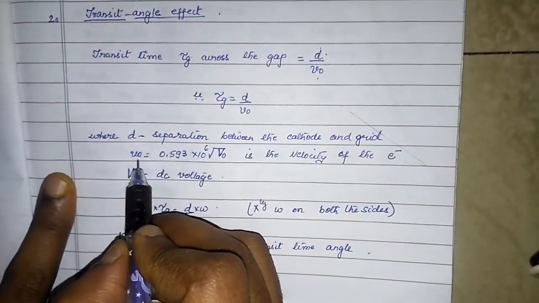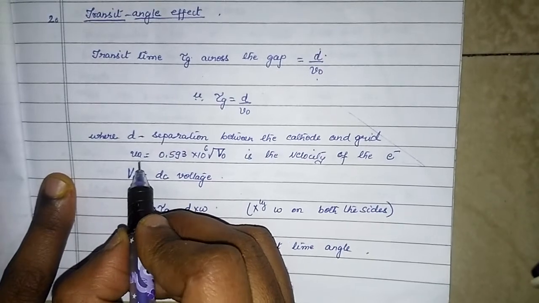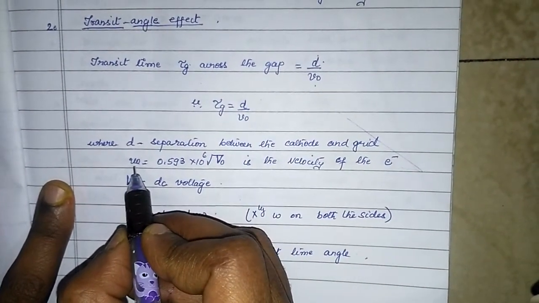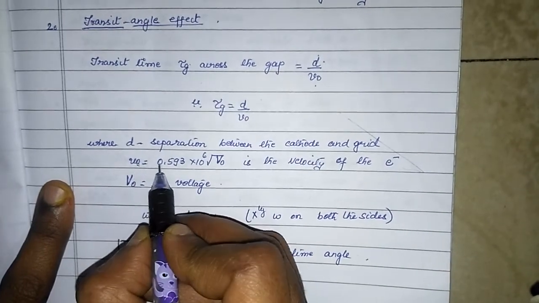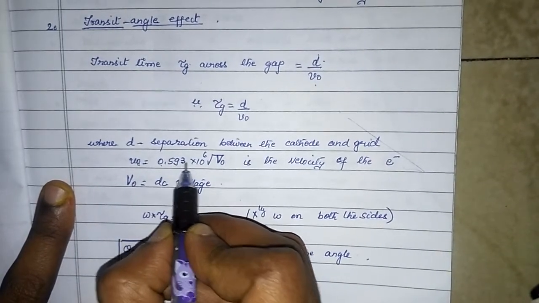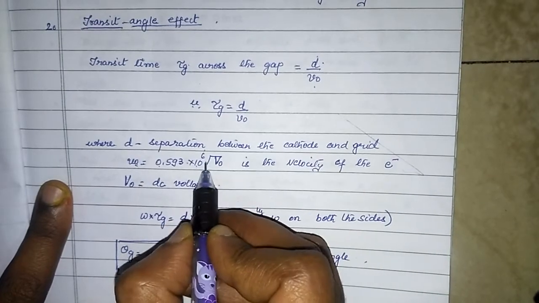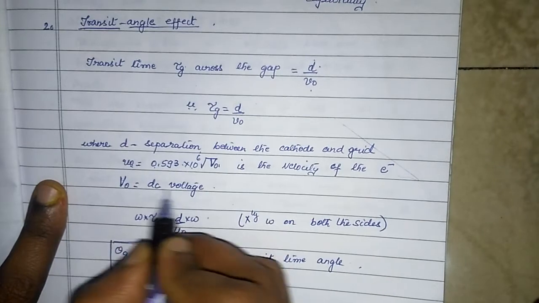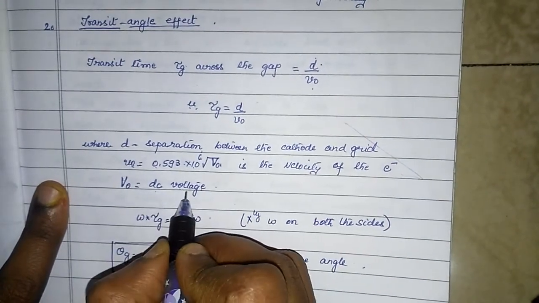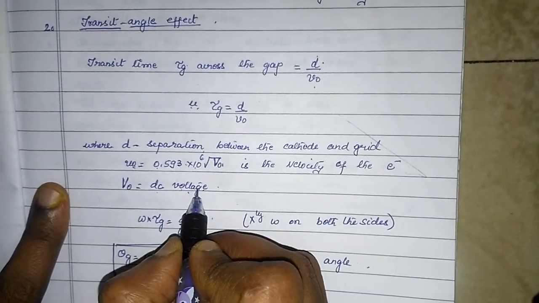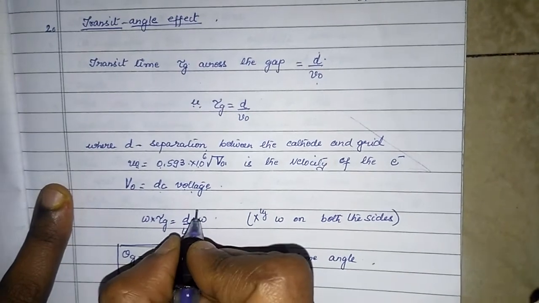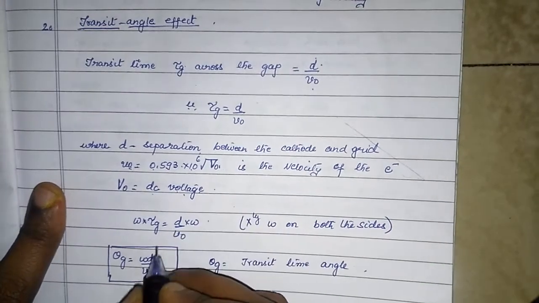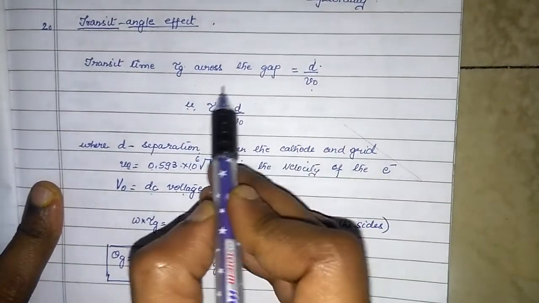There is a small derivation on that. You can do a little bit of literature survey and find out that the velocity with which the electrons are traveling is equal to 0.593 into 10 raised to the power 6 times the square root of V naught. What is this V naught? V naught is the DC voltage. Why are you applying DC voltage? It is pretty much obvious that your cathode has to be negative with respect to the plate if electrons have to travel from the cathode to the anode. Isn't it so?